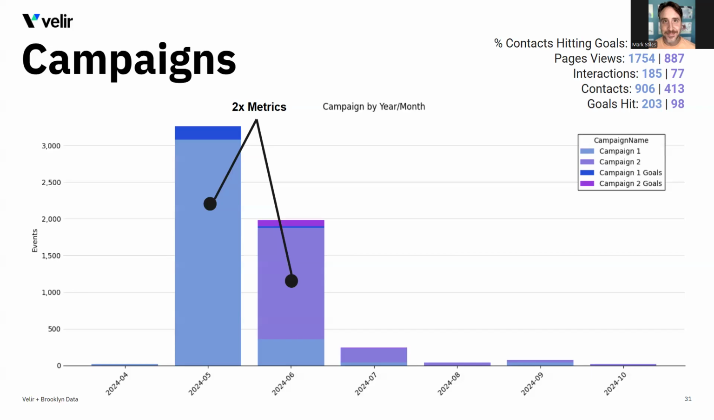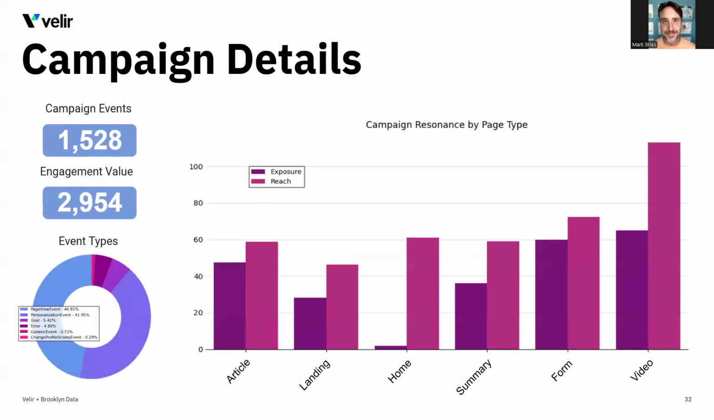But not to stop there, because we actually have so much data, we can keep digging deeper. If we go look into the individual campaign, we can break it down by the page types. It could be anything really, it could be topic or whatever you want. But page types is a relative metric that makes some sense. And so you start to see the campaign number of events, how much engagement value, and the breakdown of the event types that occurred.